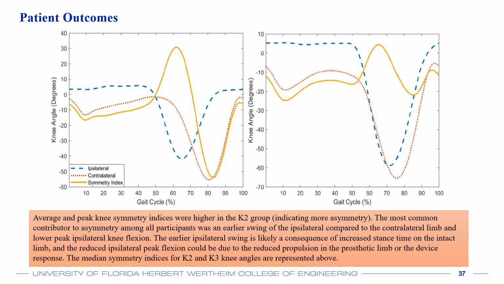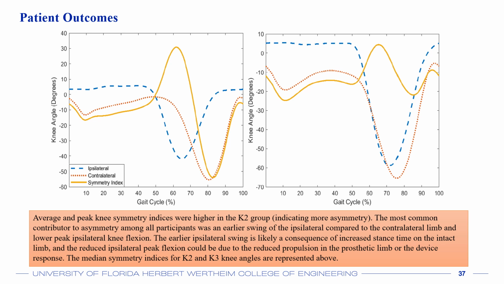With respect to statistically significant differences, there were some found for kinematics in the sagittal knee angle. So the peak knee symmetry indices were greater in the K2 group, indicating more asymmetry, and the contributor to this asymmetry was, however, consistent between patient groups, where the contralateral peak knee flexion was later than the ipsilateral, indicating increased stance time on the contralateral limb, and also the ipsilateral peak knee flexion was less than the contralateral, indicating reduced ipsilateral knee flexion of the prosthetic.